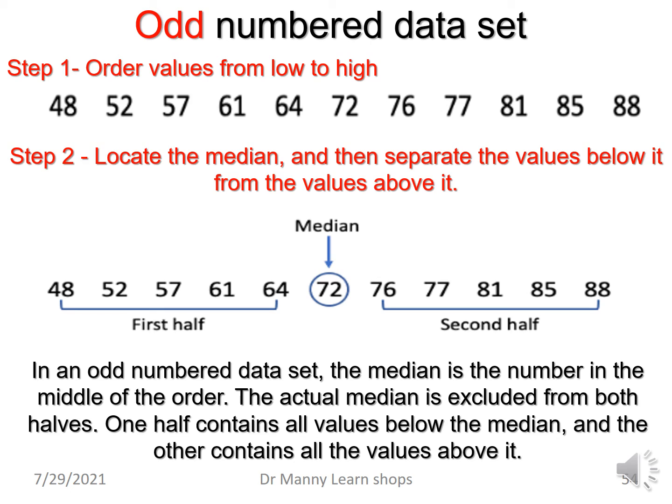In an odd numbered data set, step 1 would again be to order the values from low to high. Step 2, locate the median, then separate the values below it from the values above it. In an odd numbered data set, the median is the number in the middle of the order. The actual median is excluded from both halves. One half contains all the values below the median and the other half contains all the values above it.